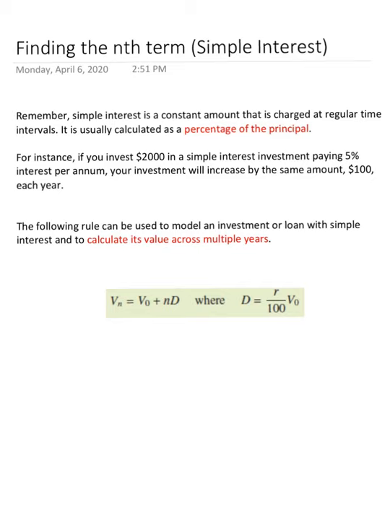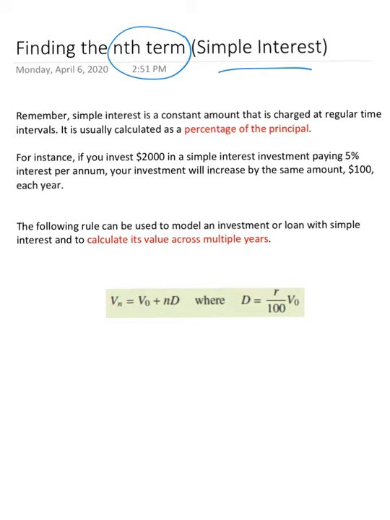Okay, so now we're looking at finding the nth term for simple interest. What the nth term means is that we now have a different formula or process that we can use to find the value of the loan at any point in time, rather than putting it into our calculator and going enter, enter, enter to try and find the value of that loan at that point.